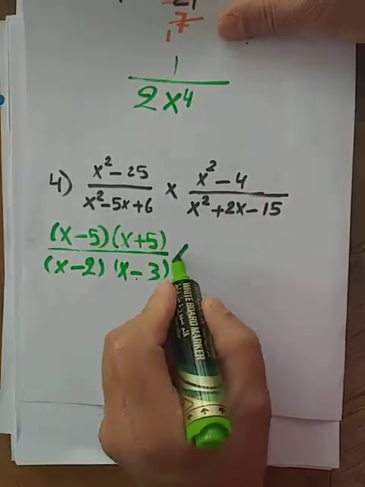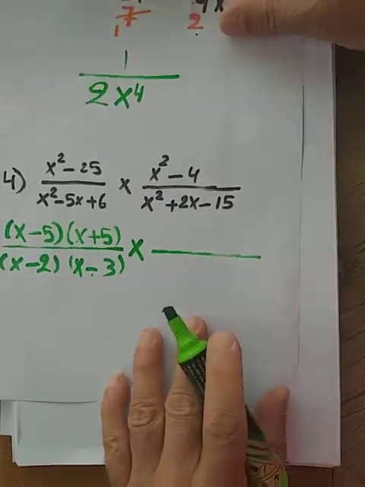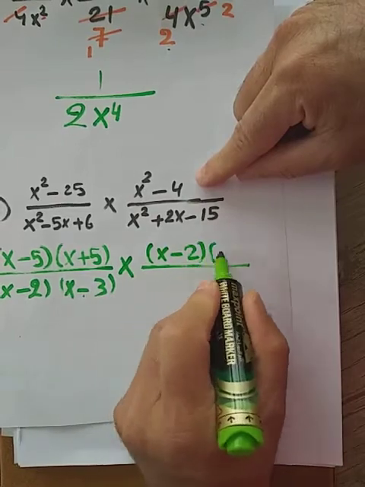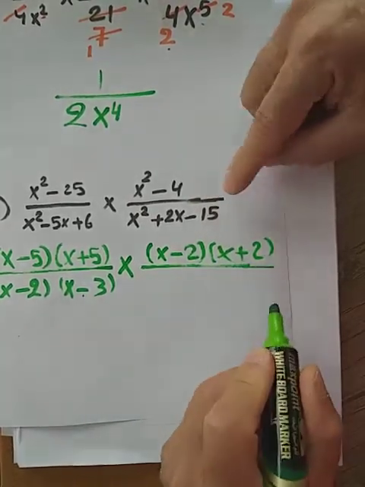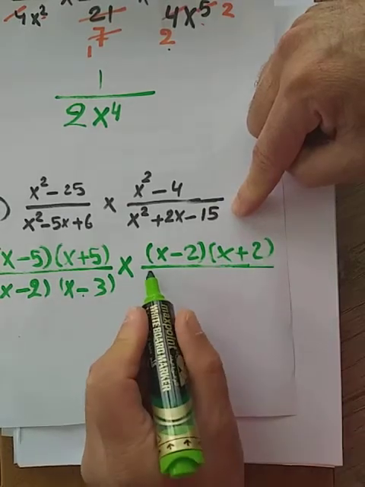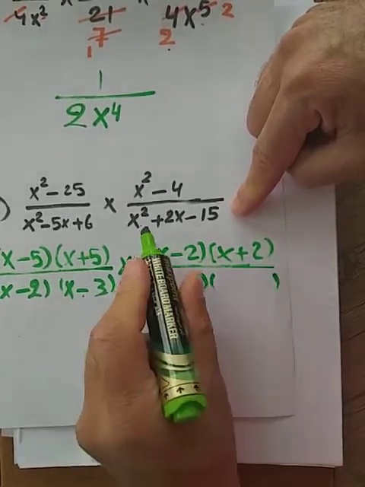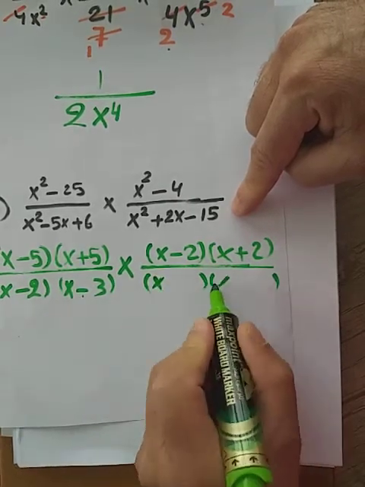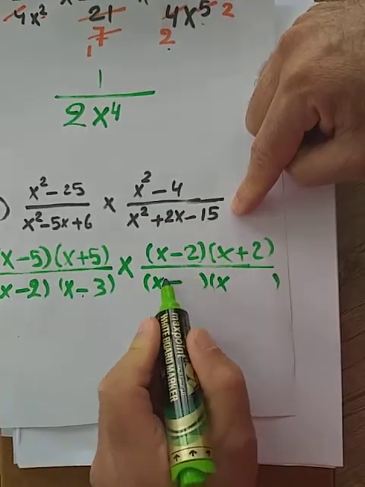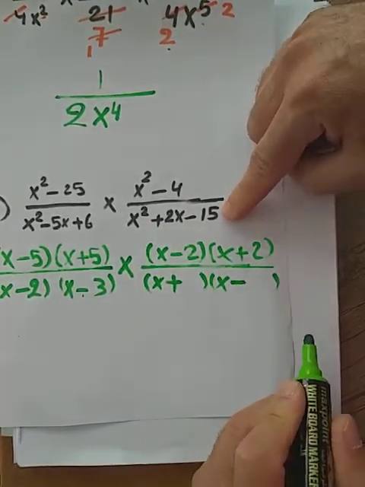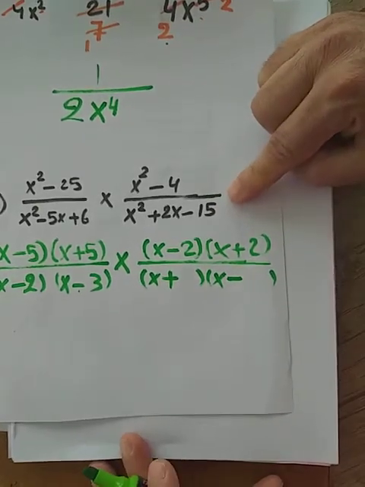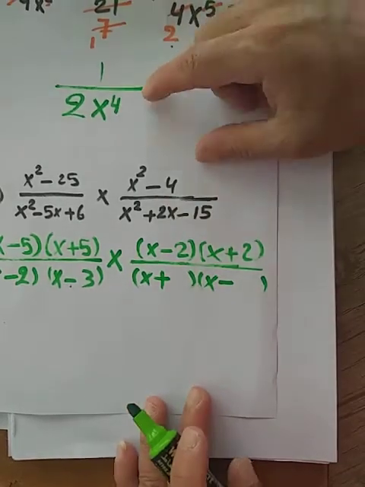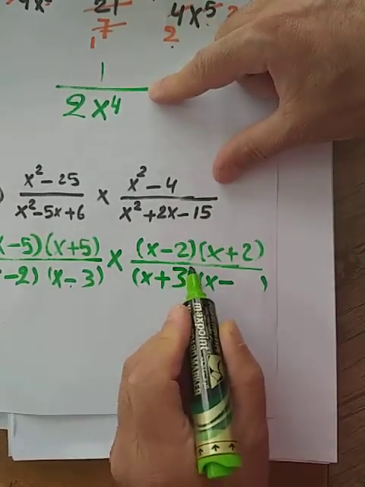Times, multiply. This one is a difference between two squares: x minus 2, x plus 2 over. We have 3 terms, by testing: x. Positive times positive is positive, positive times negative is negative. Give me two numbers whose product is 15 and whose difference is 2. 5 and 3. Oh, wow. 5 and 3.